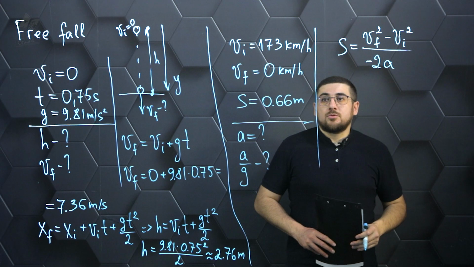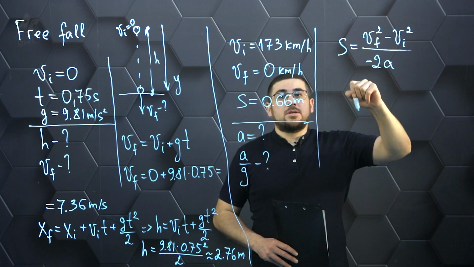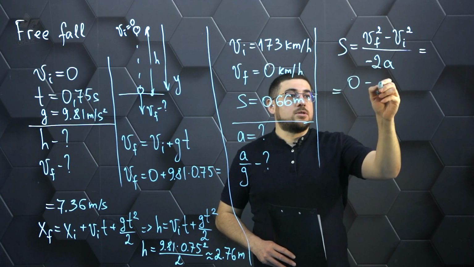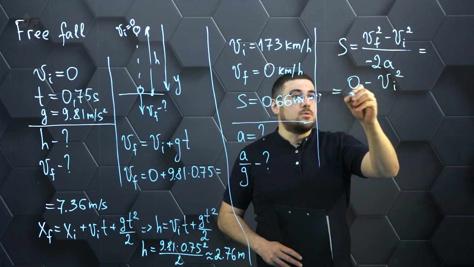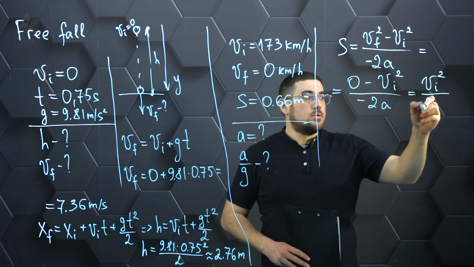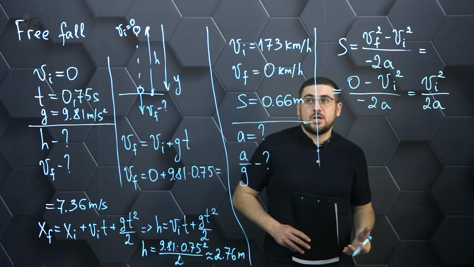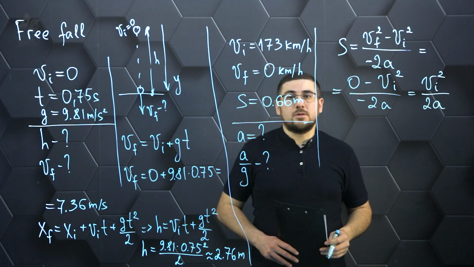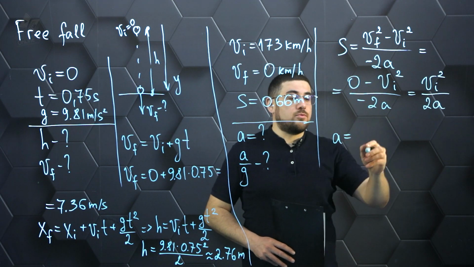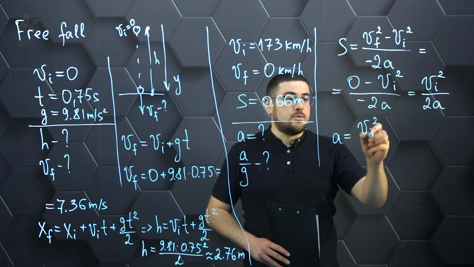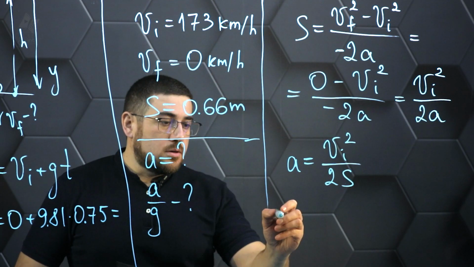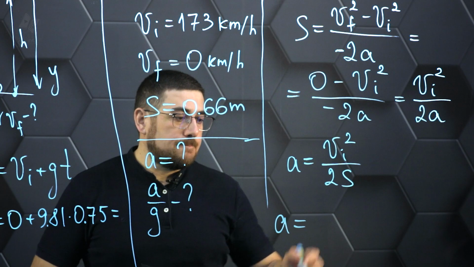Let's see what we have in the end. The final velocity of this body is 0 according to the problem condition. Therefore, it remains only to rewrite it, taking into account this substitution. And we get the expression in which just remains the initial velocity of the body and the acceleration with which it moved. We need to find the acceleration of this object. Let's express it from the obtained formula. It will be the square of the initial velocity divided by twice the displacement of the body. It remains to substitute the value.